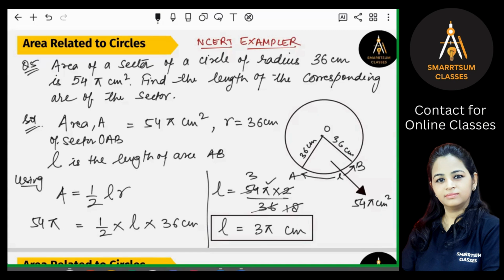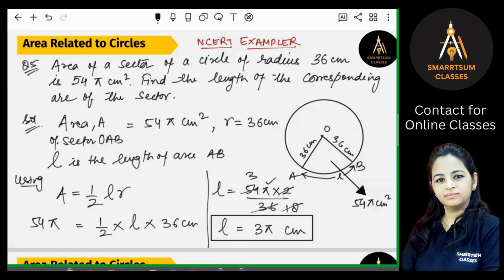So in this way we can find out the length of the arc if radius is given and area is given. We can directly use the formula. This question is also given in your NCERT Exemplar. The other way is to find out theta first, and then you can find out the length of the arc. Please note it down.